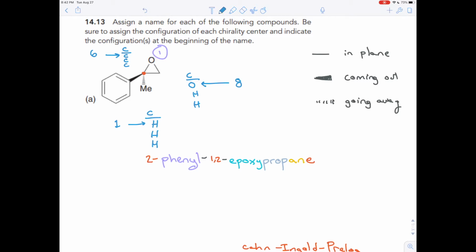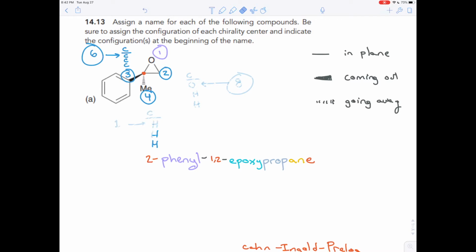8 is the highest, and so this carbon is going to get the next highest priority. 6 is the next highest after that, and so this carbon in the benzene ring, which as a branch is called a phenyl ring, is going to get the priority number 3. And last but not least, the carbon with all hydrogens gets the lowest priority, priority 4.